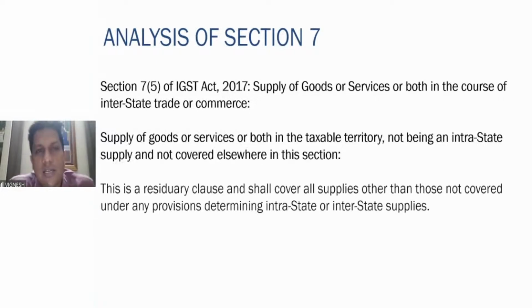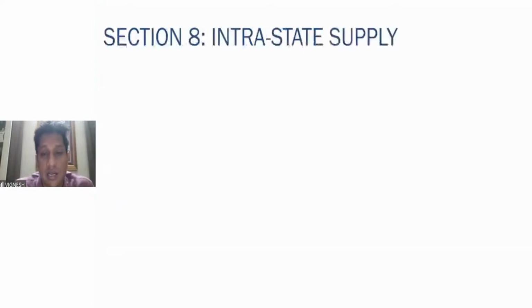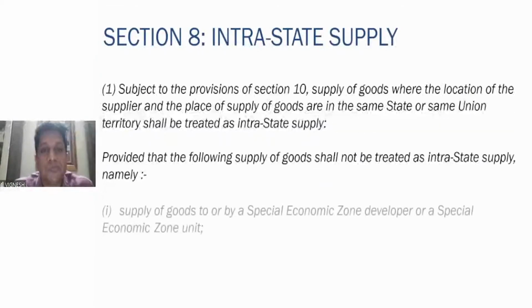Then the residuary clause, as I told you, section 7 subsection 5. In case the supply is not covered anywhere else in this section, which is not an intrastate supply, it is not covered anywhere in this section, such supply also is an interstate supply. So it is a residuary clause, covering all the supplies other than those covered under the provisions determining the intrastate or the interstate supplies.